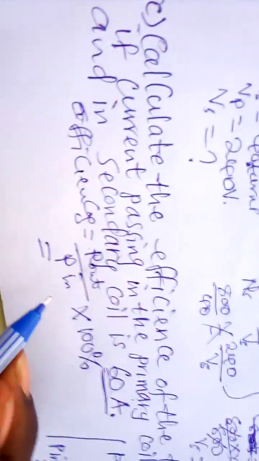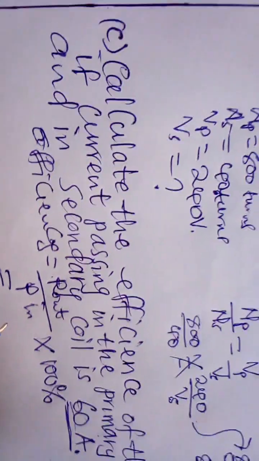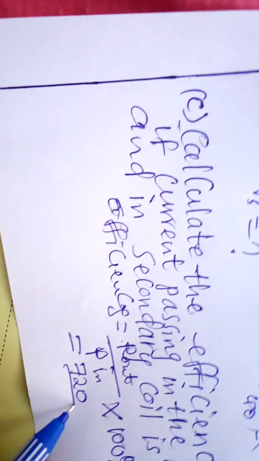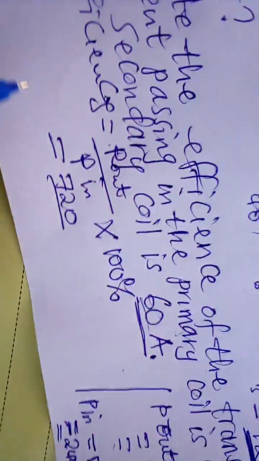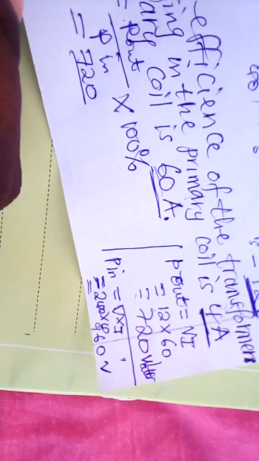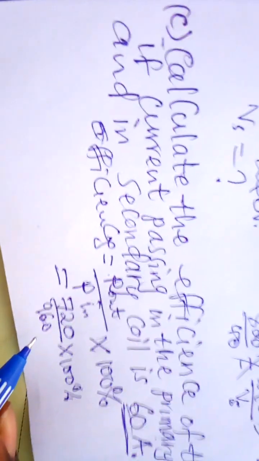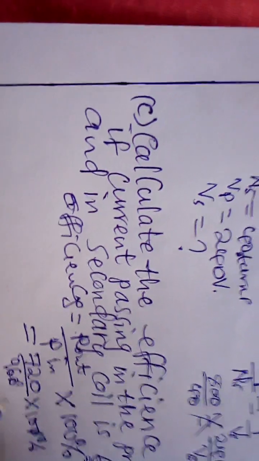So now we are going to come here and write down: power output is 720 over power input, which is the one we have calculated here, which is 960. So we write down 960 times 100%. Okay. So now at this point, we are going to enter this. In this case, let's try to cancel this 0. We cancel this 0 and we cancel this 0. Have you seen?